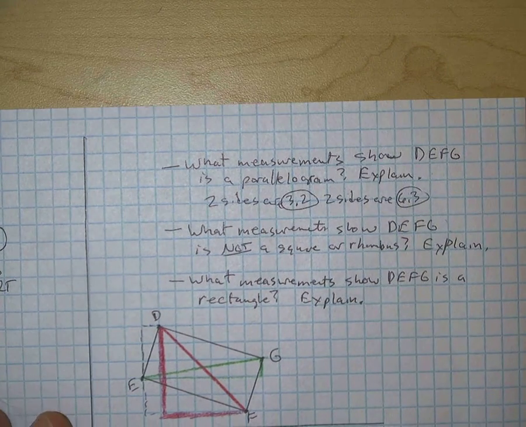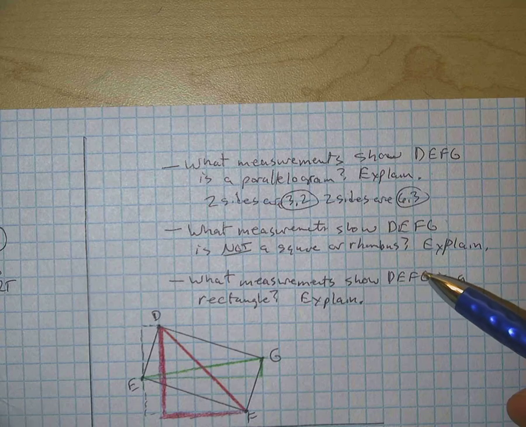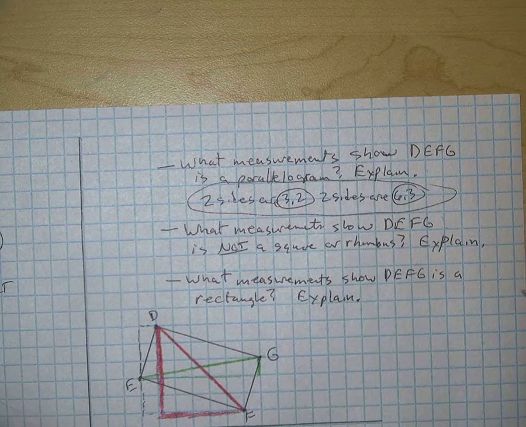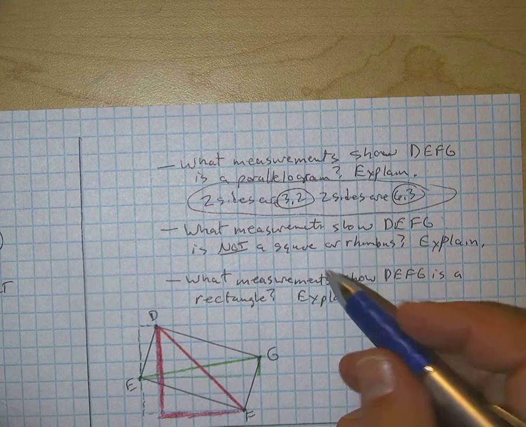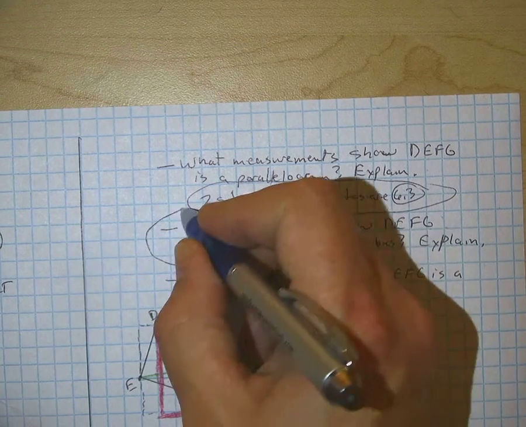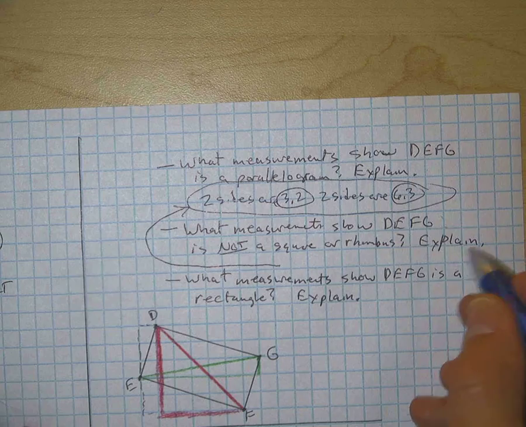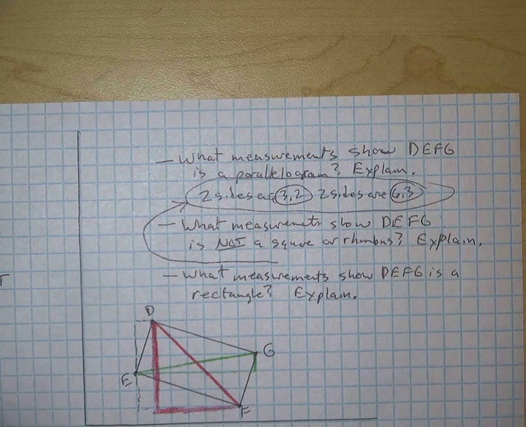That'll work. Now it says, what measurements show DEFG is not a square or rhombus? I think the same thing is up here. If it's a square, all the sides are congruent. You can see clearly these sides are not congruent, so it cannot be a square or rhombus. So you could say the same type of thing for these first two questions.